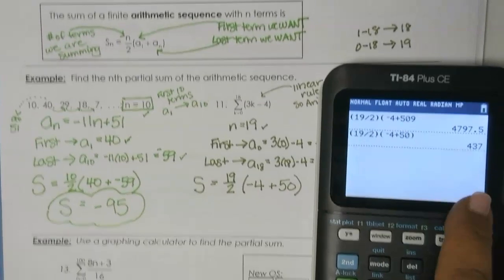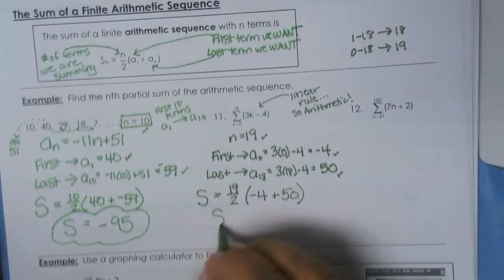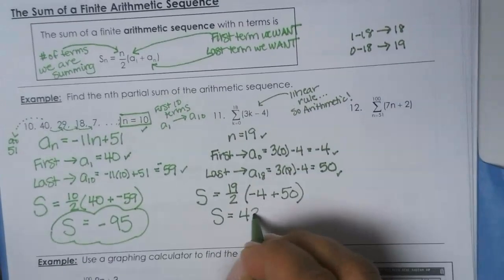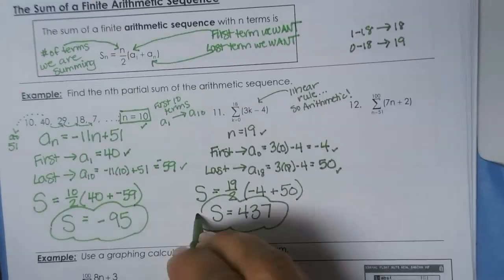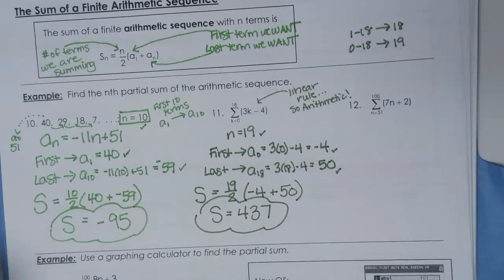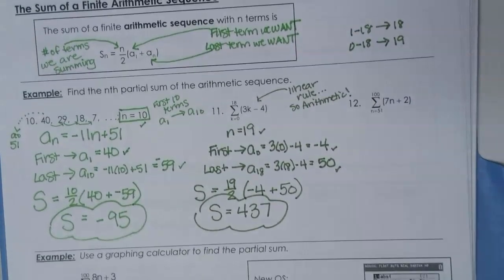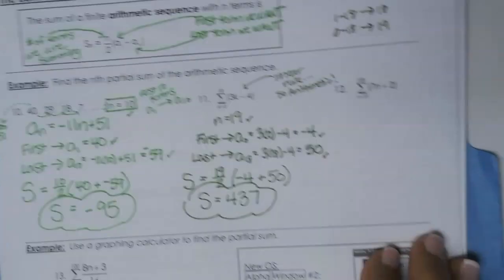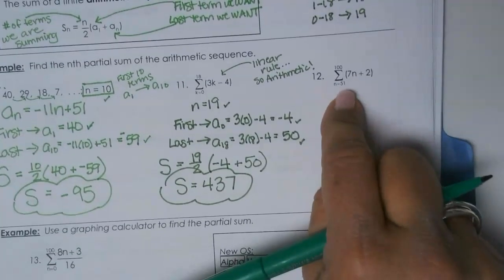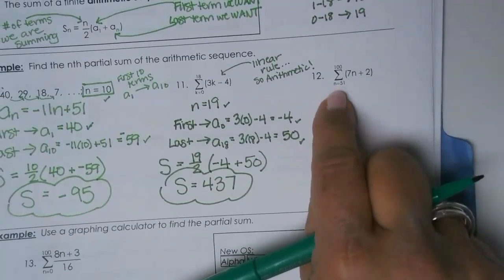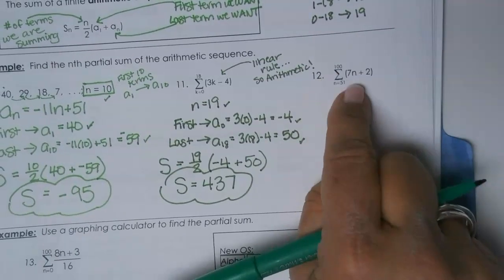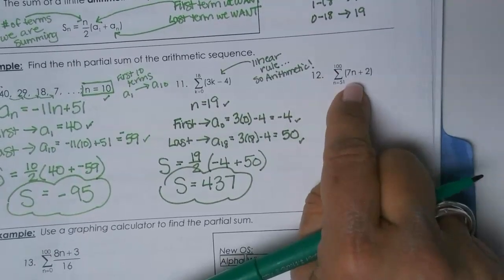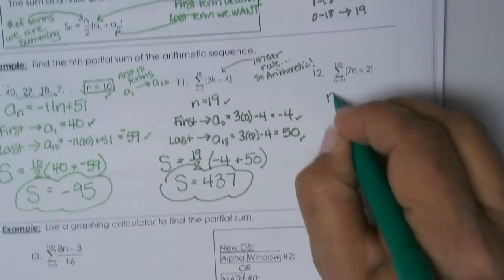And that gives me 437 for the sum. Okay. So this is that S equals 437. Okay. Let's do one more of these that's in summation notation. This one is, we're going to sum from 51 to 100, and we're going to use the rule 7n plus 2. So again, the first thing we can do is find n.